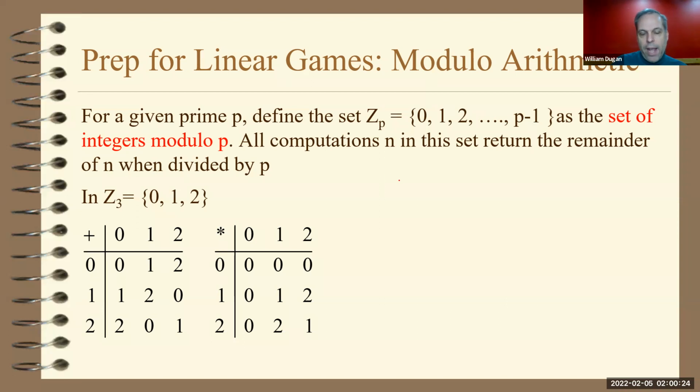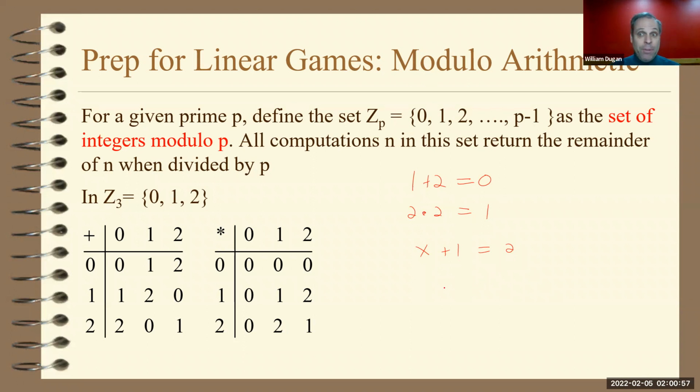So if I were to ask, what is 1 plus 2? That would equal 0 in this world. If I take 2 times 2, that would be 4, which is 1. That's weird, isn't it? That means if I want to solve an equation, let's say x plus 1 equals 2 in this world, I would want to undo 1, but there is no minus 1. There is no such thing as minus 1 in this world. It's only 0, 1, and 2.